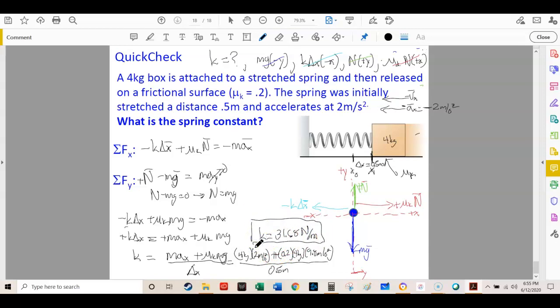Okay, well this concludes forces 2.2, and I hope you learned a lot about all those different contact forces. And also how to write force diagrams and then put them into equations and then solve for something.